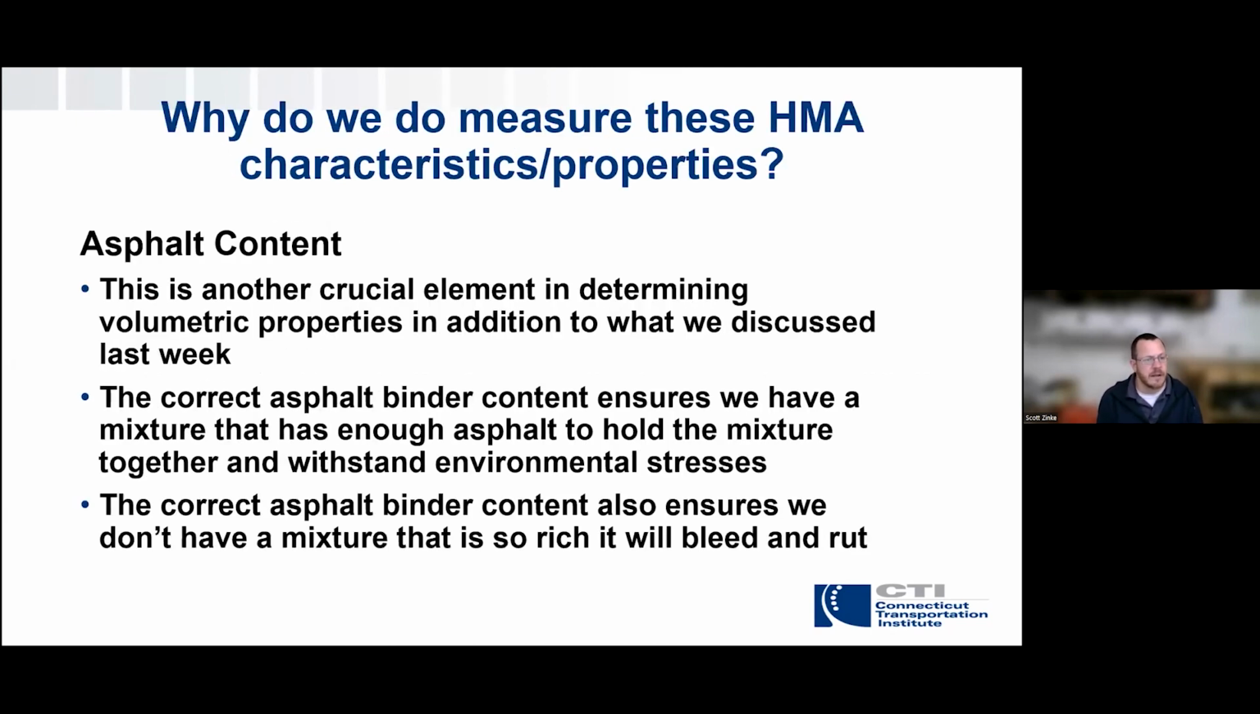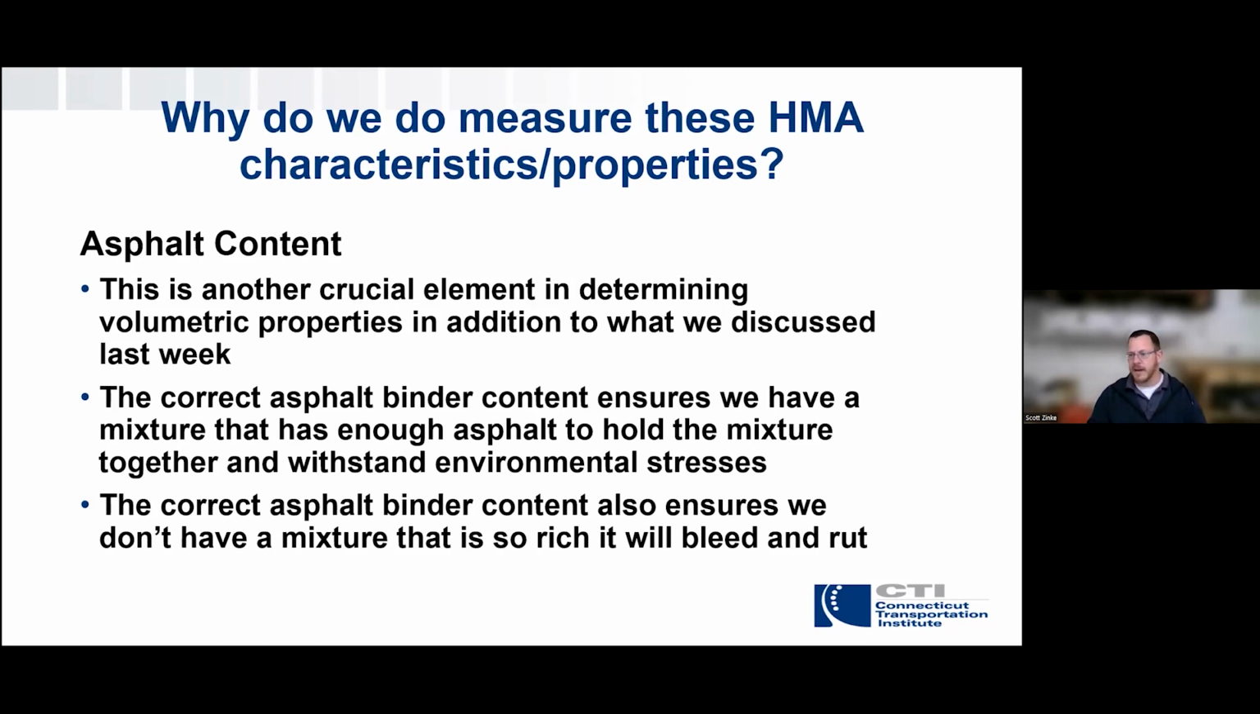All right, so why asphalt content? We know from previous classes that the pavement is made up of, roughly, for dense graded pavements, 95% sand and rocks, and the other 5% is the glue that holds it together, and that's the liquid asphalt binder content. And that's a critical number.